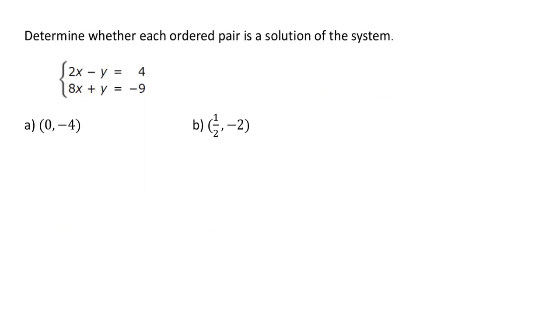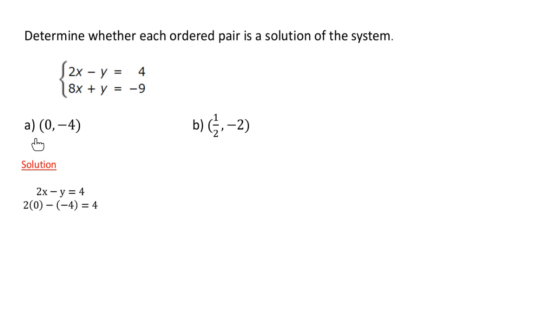All right, so let's practice. Determine whether each ordered pair is a solution of the system. What we want to do is plug in these 2 points. This is the x value, this is the y value, and we're going to plug these values into the first equation and into the second equation. If they both give us these answers, then it is a solution point for the system. So let's go ahead and do A first.